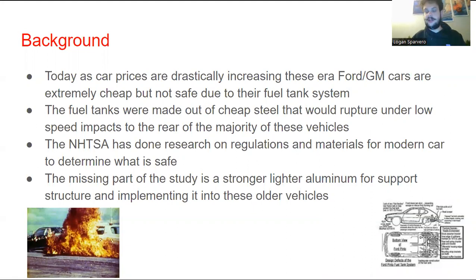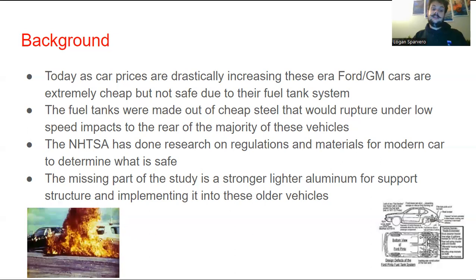But this was also prevalent in the Cavalier, the F-150s of the era, the 250s as well from Ford, the smaller Ford sedans, the wagons from GM. It was quite a prevalent problem for many of the American brands, but most prevalently the Ford and the GM ones. So the fuel tanks were made out of cheap steel that would rupture under low impact speeds, and the designs were faulty. They were mounted way too low, and they absorbed little to zero force.